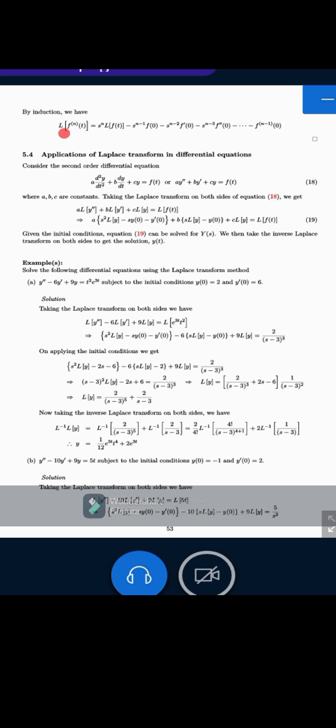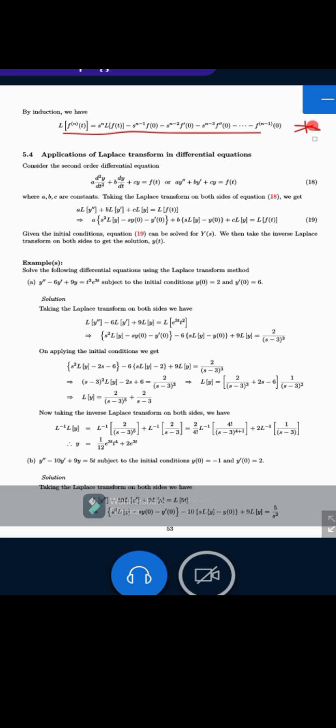So by induction, having done the first derivative, that is f prime, and f double prime, you can easily deduce and come up with an induction for any kind of derivative that you can be given. It becomes very easy for you to transform that derivative to Laplace transform, by using this induction.